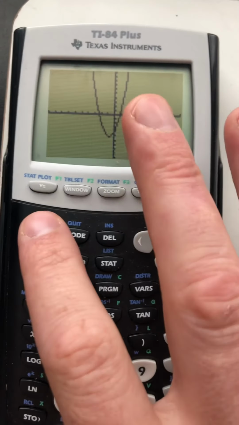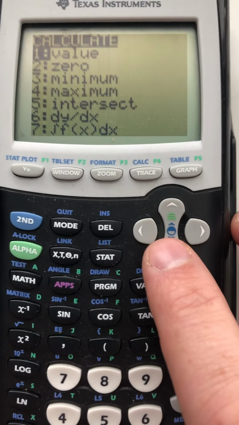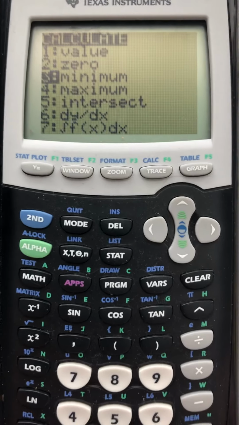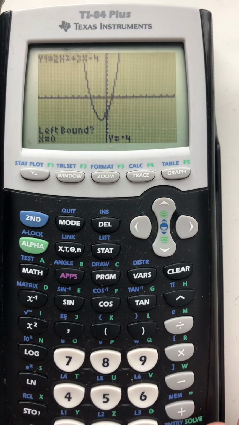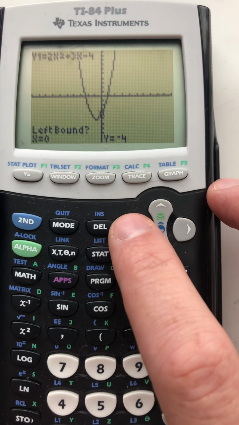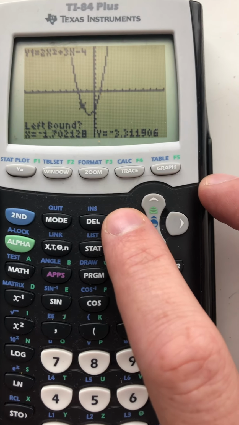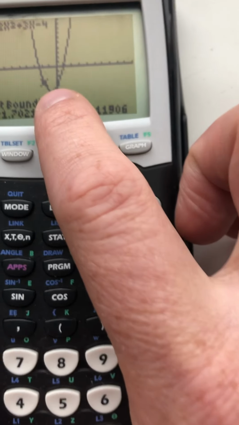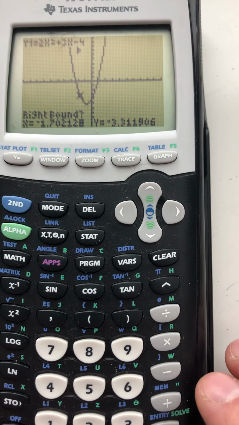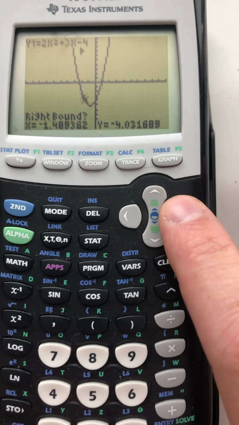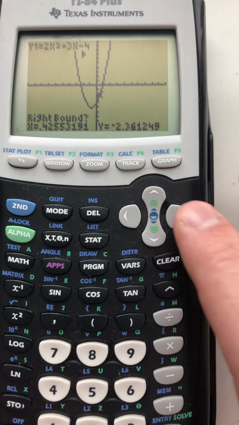The way we do that is we hit second function and hit calc. That brings up this screen here, and we're going to go down here to minimum and hit enter. That's going to ask you for a left bound. You'll see the cursor there on the curve. We want the cursor to be to the left of that minimum point, which is right here. We're going to hit enter, and then it asks for the right bound, so we're going to move that cursor over to the right, again anywhere to the right of that low point.